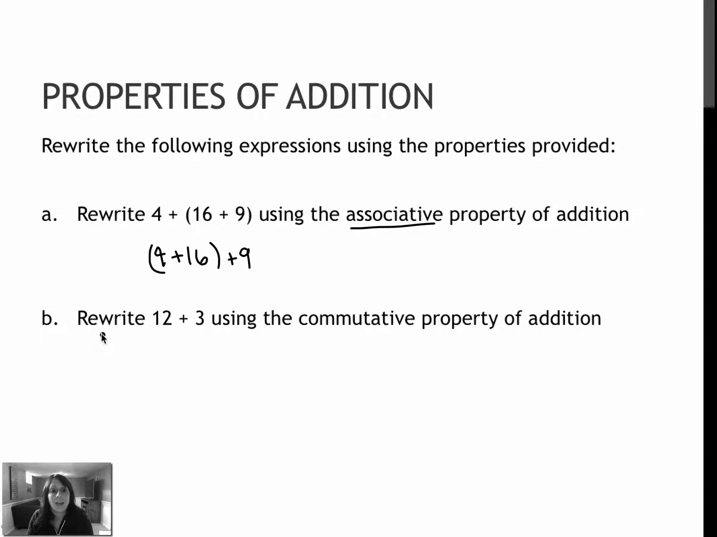For B, I have rewrite 12 plus 3 using the commutative property, and the commutative, remember, has to do with order, so we can flip it around. So this would just be 3 plus 12. And we're not asked to evaluate, so we're done.